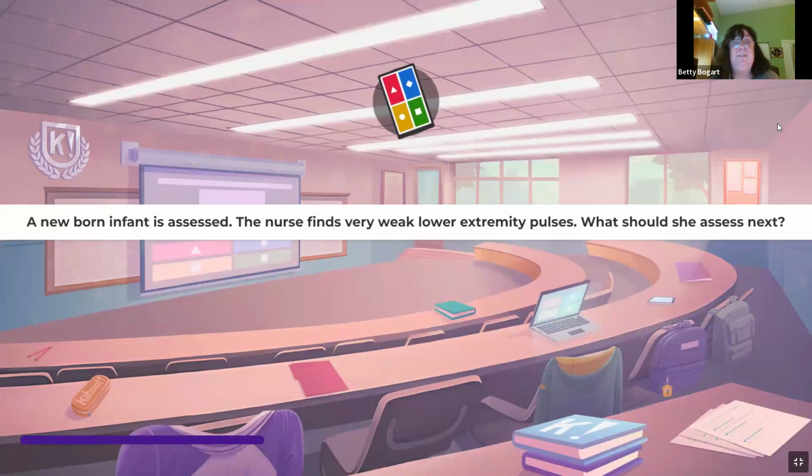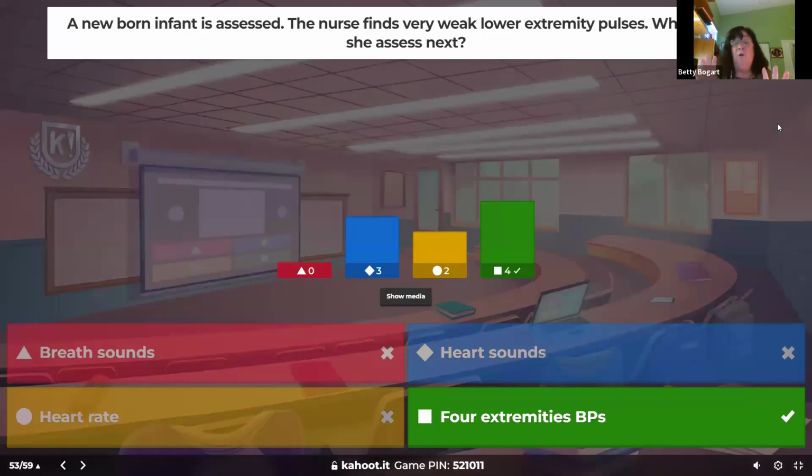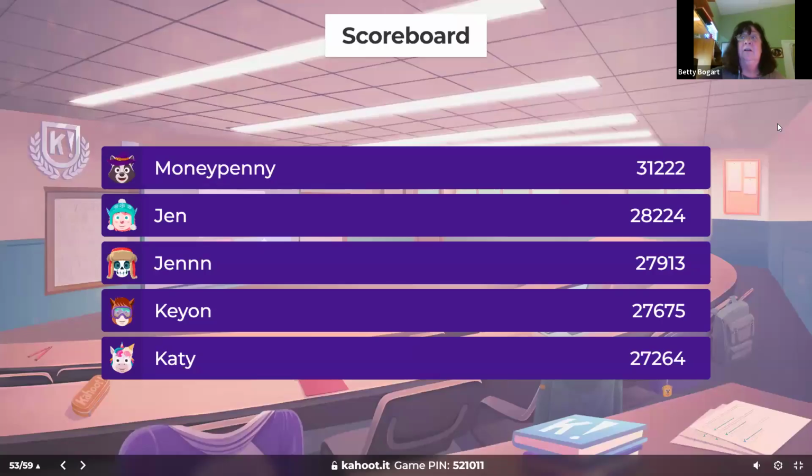A newborn infant is assessed and you find very weak lower extremities. What should you assess next? Remember I said you just have weak or no lower extremity pulses. How are you going to figure that out? That's your 4-extremity blood pressure. Lower extremities are going to have lower blood pressures and the upper are going to have higher because all the blood is up top. And you could say most likely it's coarctation, almost guaranteed.